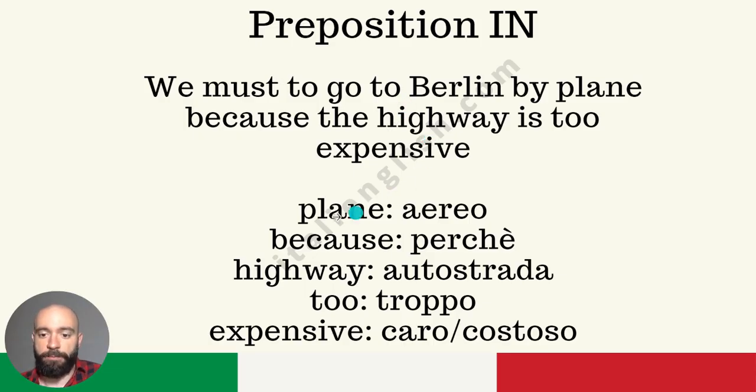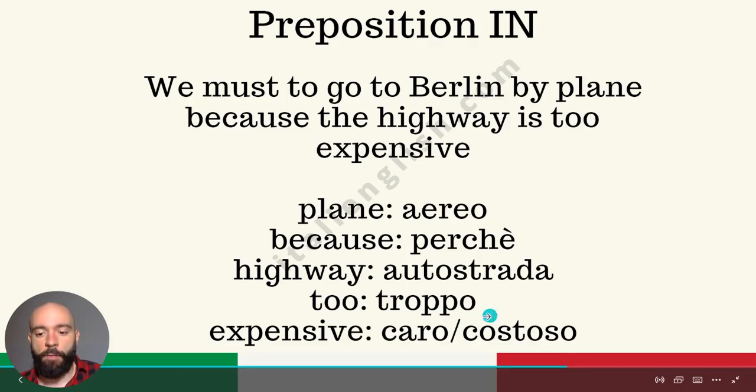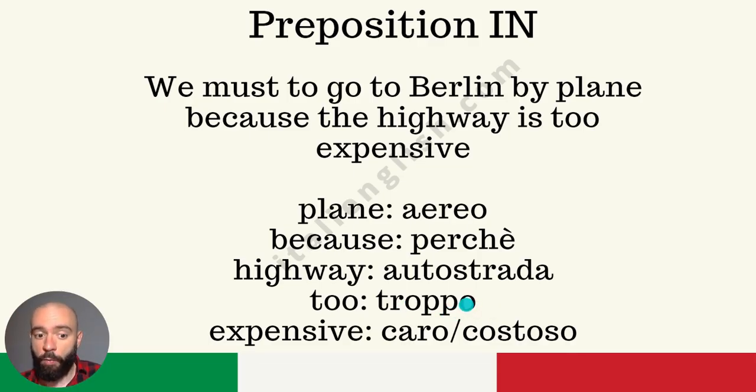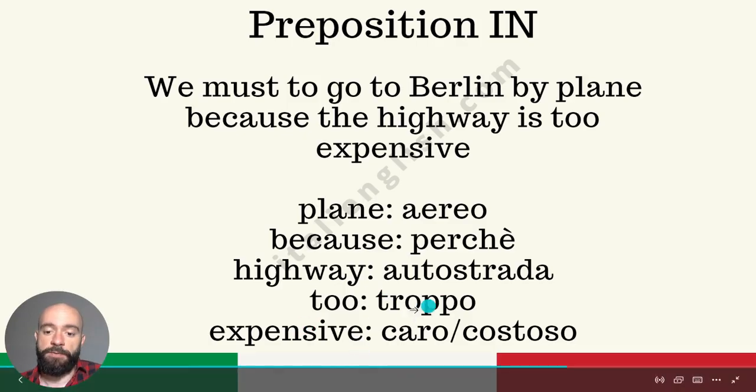Some vocabulary here. Plane, like we just said, is aereo, because is perché. Highway is autostrada and the gender is feminine. Too is an adverb here. We will talk a lot about adverbs and the difference between adverbs and adjectives. This is going to be troppo and stays always this way with final O when it's an adverb. What do I mean by that? Just trust me, okay? You will understand it very soon. So you're going to keep it this way.